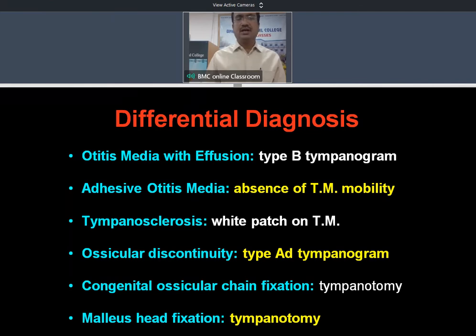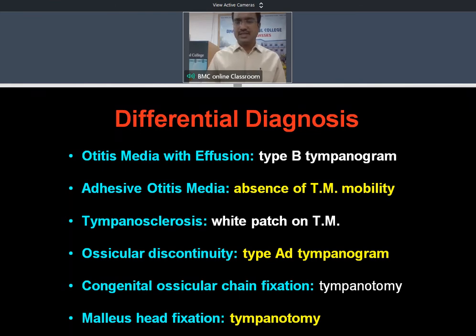In these conditions, sometimes there is congenital fixation of the entire ossicular chain, or sometimes only the malleus head will be fixed in the attic region. So these conditions you cannot differentiate by simple impedance audiometry or by other radiological investigations, but you need to go for it intraoperatively. You can differentiate these ossicular chain fixations by tympanotomy. That means you have to open the middle ear cavity and check the mobility of each ossicle separately. Only then can you know whether the malleus head is fixed or if there is a problem in the stapes or in the incus.